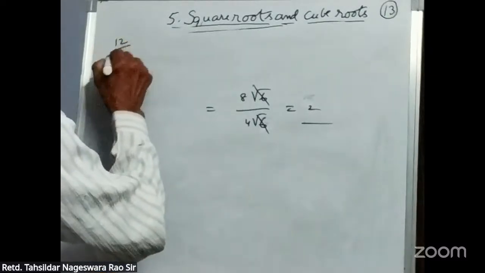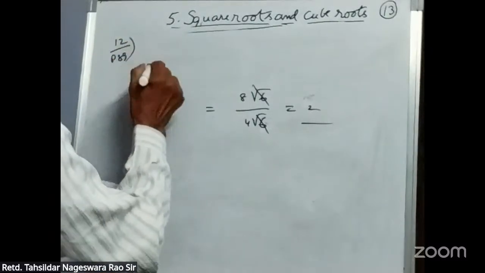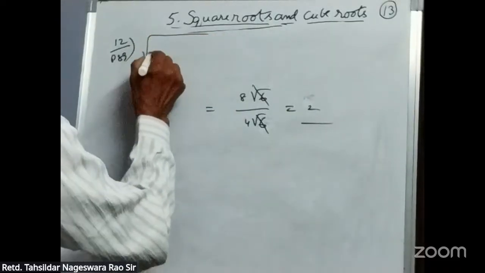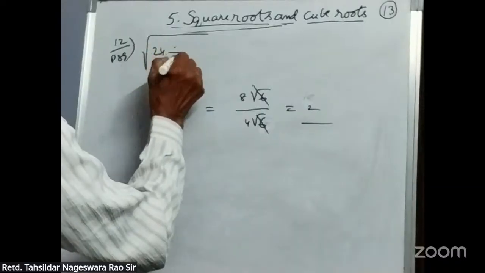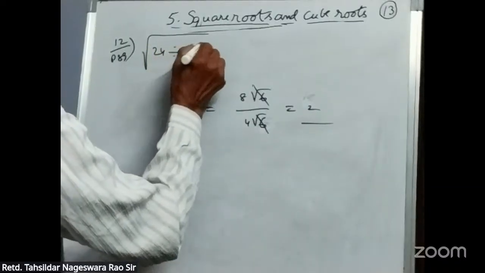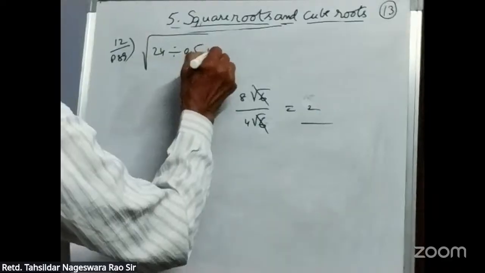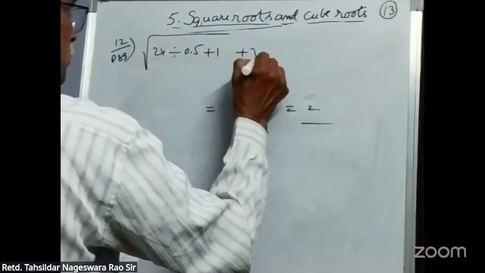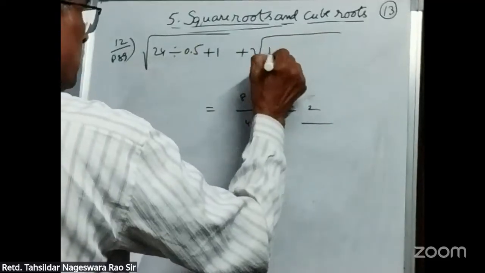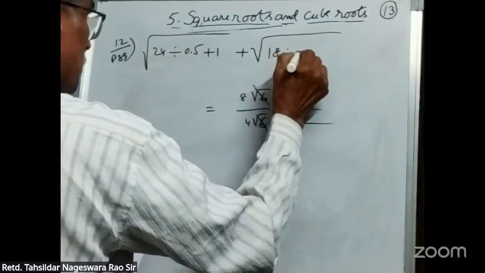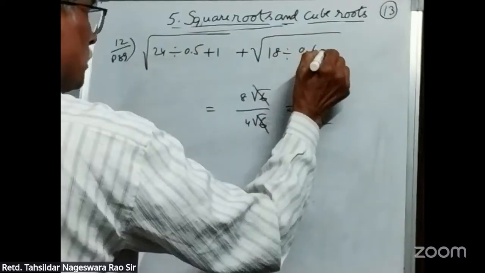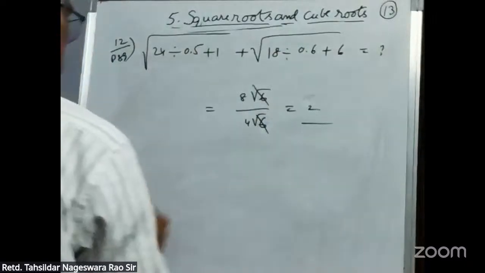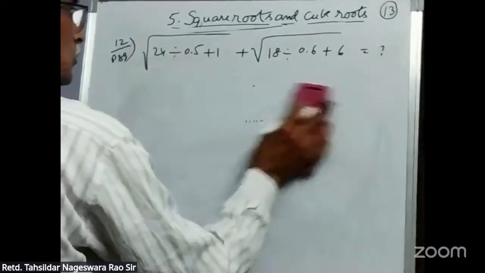Solve. Square root of 24 divided by 0.5 plus 1, plus square root of 18 divided by 0.6 plus 6. Find out E.